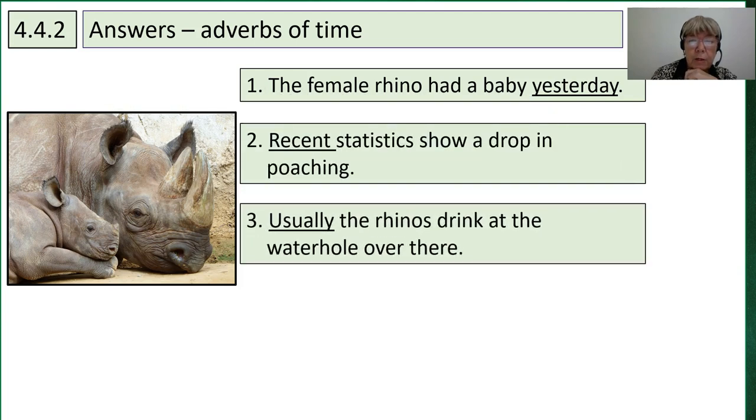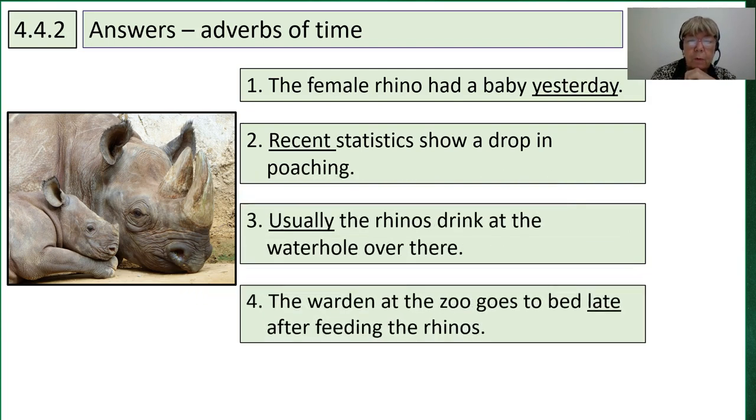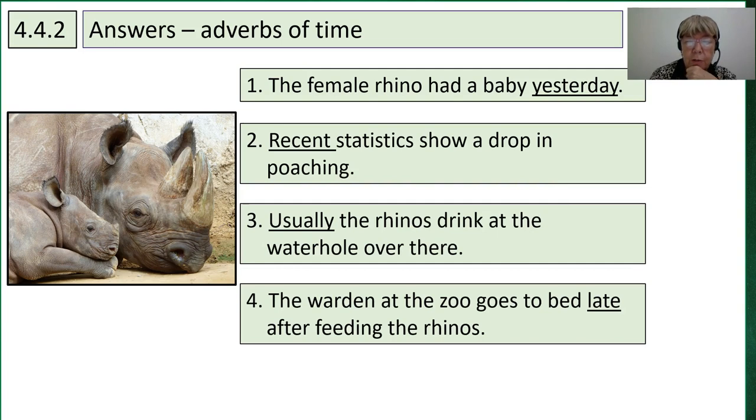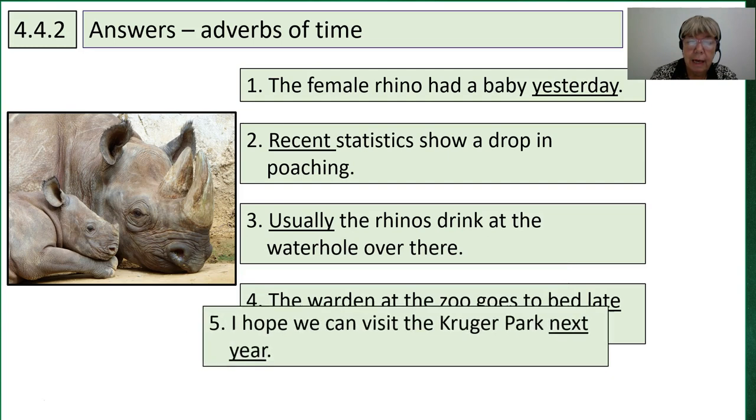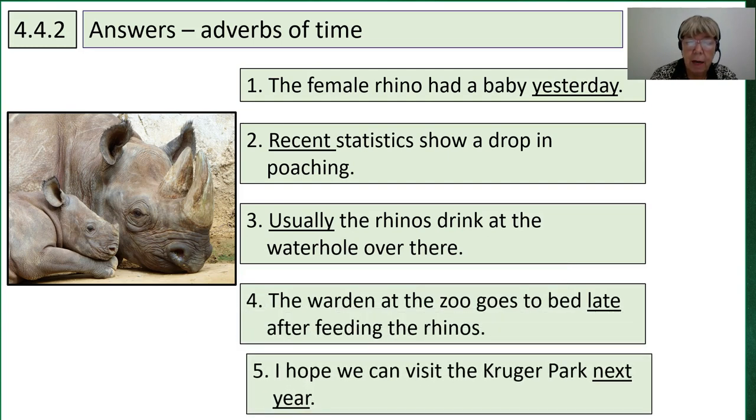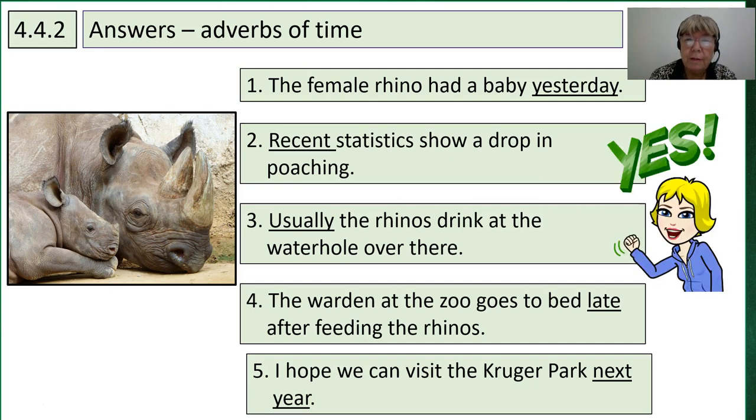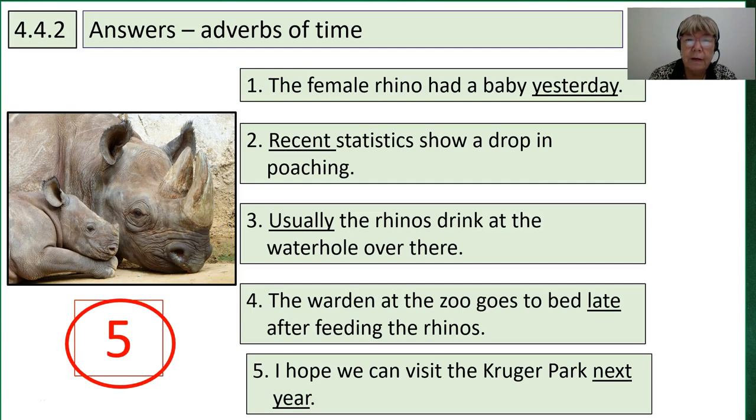Number 3, usually the rhinos drink at the water hole over there. When? Usually. Number 4, the warden at the zoo goes to bed when? Late. And number 5, I hope we can visit the Kruger Park when? Next year. Did you get all of those? Good. Give yourself 5 marks out of 5. Did you get 5 correct? Great job.